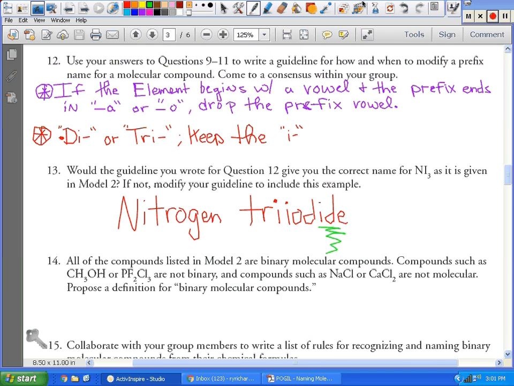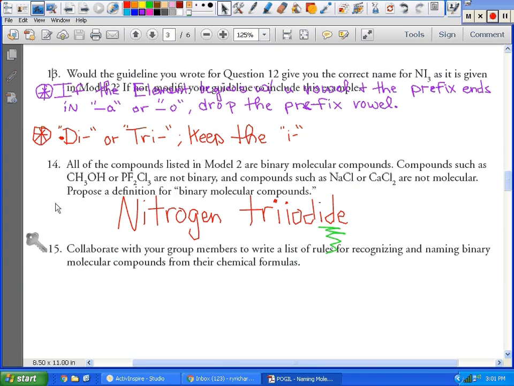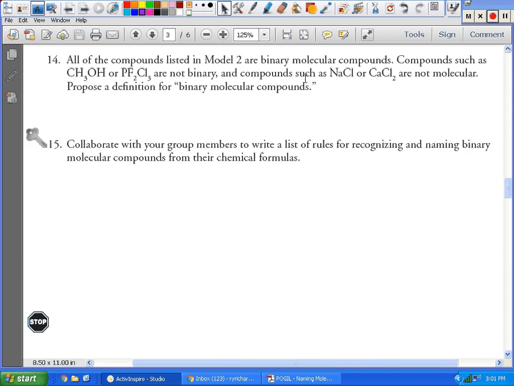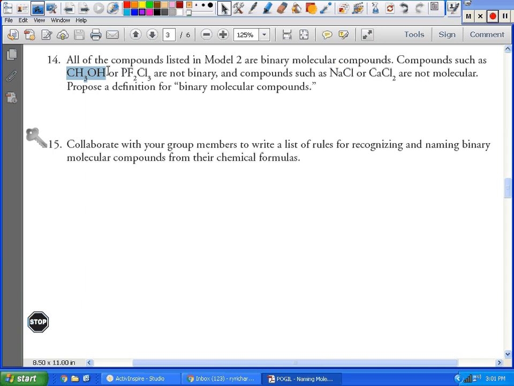All right, 14. All of the compounds listed in Model 2 are binary molecular compounds. Compounds such as this crazy thing, which is methanol, and this crazy thing, which I have no idea what it is, are not binary. Now let me ask you something. Why are they not binary? What does bi mean? 2. They've got more than 2.